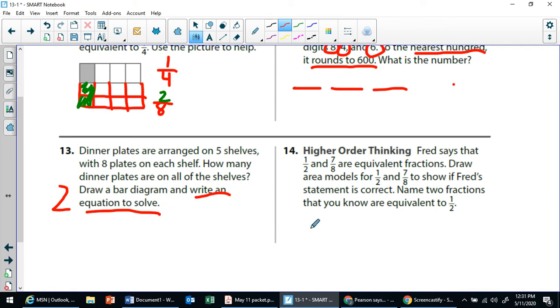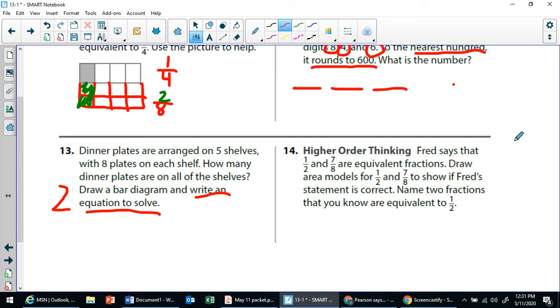Last one we're going to go over is number 14, and this is the big one. Normally if it says higher order thinking, you know you're going to do a lot of thinking up here. So it says, Fred says that 1/2 and 7/8 are equivalent fractions. Now, boys and girls, before you even go any further, I want you to think about that. Picture 1/2 in your brain on a model, and 7/8 are equivalent fractions. Just already visualize that. Let's keep going.